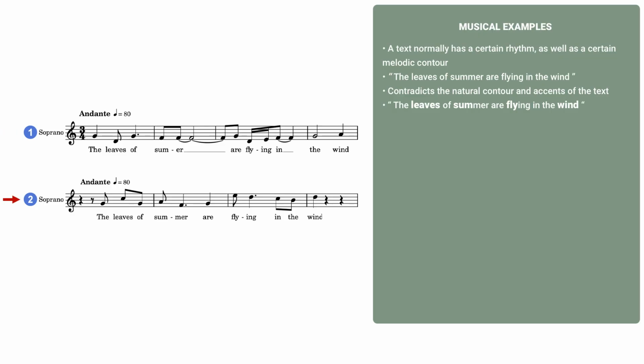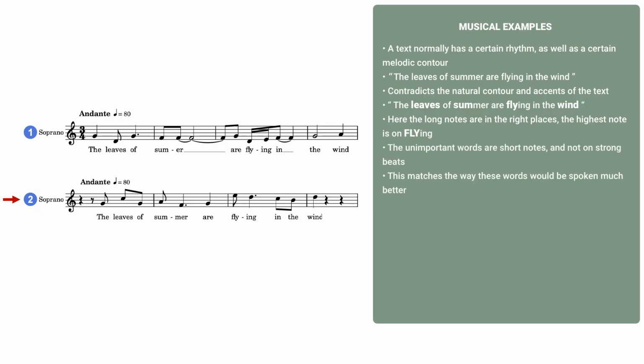Compare this version. Here the long notes are in the right places. The highest note is on flying. The unimportant words are short notes and not on strong beats. This matches the way the words would be spoken much better. This is called prosody, and it's an important first step in setting text to music. But there's more to be considered.